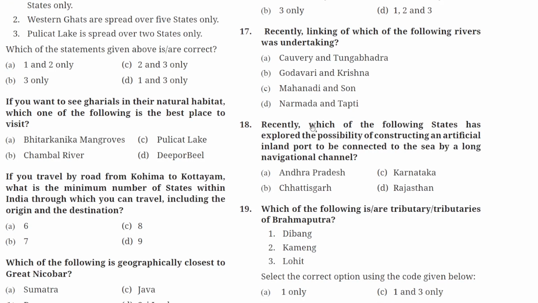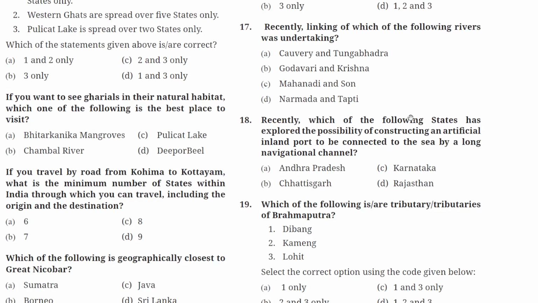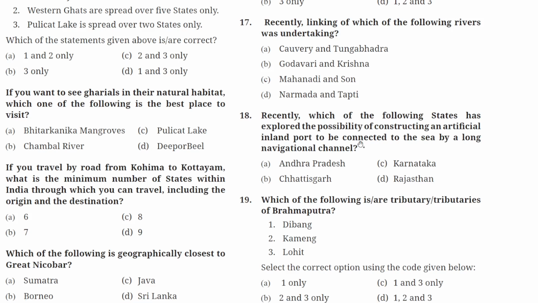Question number 18. Recently, which of the following states has explored the possibility of constructing an artificial inland port to be connected to the sea by a long navigational channel? So, an artificial inland port was recently under discussion in Rajasthan. The government of Rajasthan had a plan to develop an inland shipping port at Jalore, which would be connected to the Arabian Sea by developing a channel along the Kutch Creek. So, the answer is D, Rajasthan.